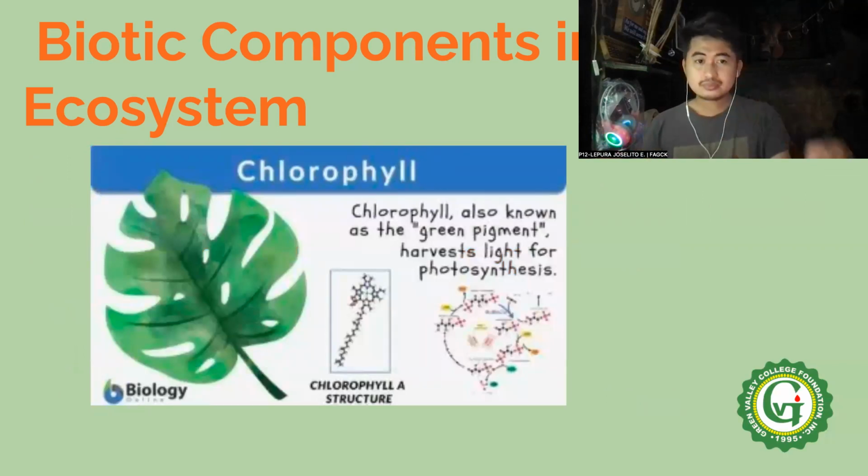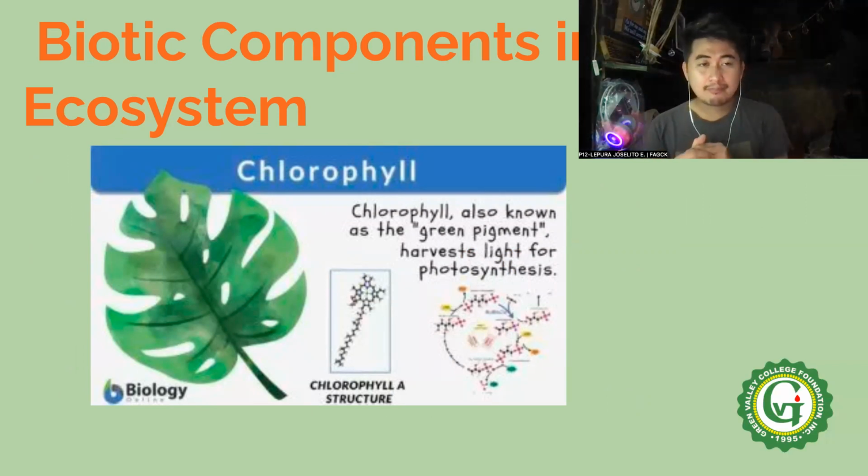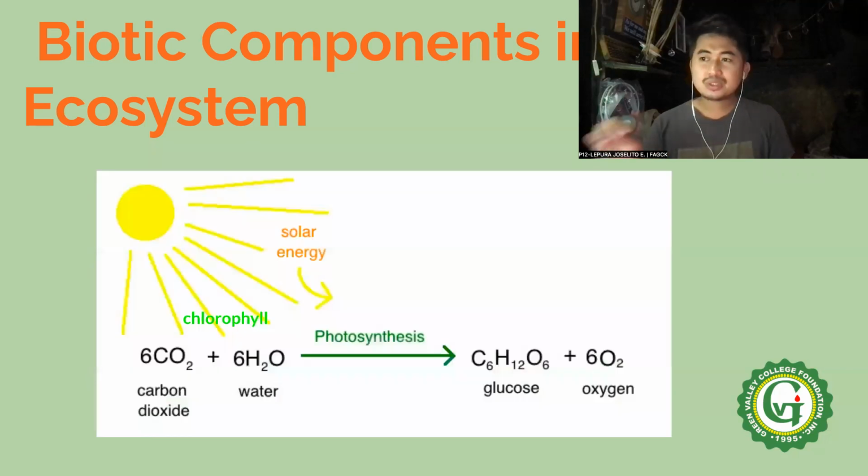Now, to further discuss, let's take a look at chlorophyll. Chlorophyll plays a role in your photosynthesis. That is why plants are green. Most of the leaves are green because the one responsible for the green pigmentation of your leaf or leaves is chlorophyll. Chlorophyll is also known as the green pigment that harvests light for photosynthesis. Remember, class, that without chlorophyll, there will be no photosynthesis.